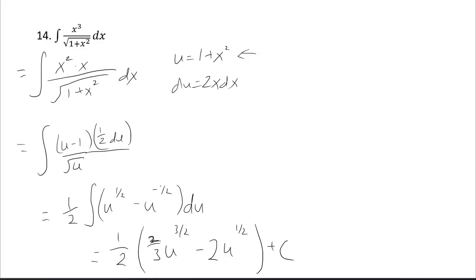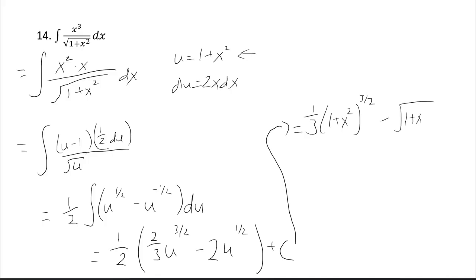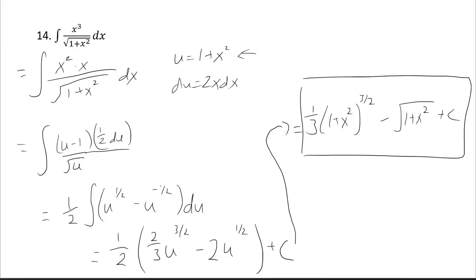Let me rewrite that one a little better. And then we got to back substitute, and we can simplify a little bit. Okay, so this is 1/3. What is u? 1 plus x squared to the 3 halves power minus square root of 1 plus x squared plus c. Let me double check this is the right answer. Looks like it. Good. Matching my previous one. Okay, so we can do this u substitution here.